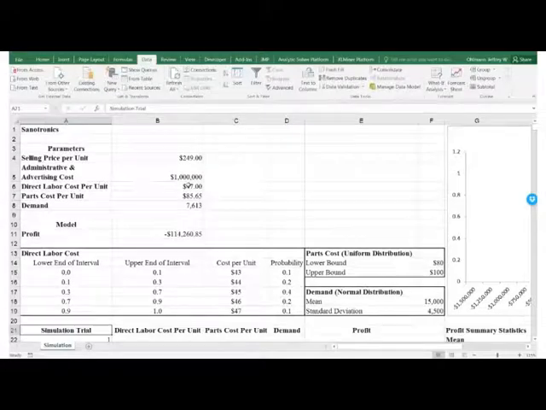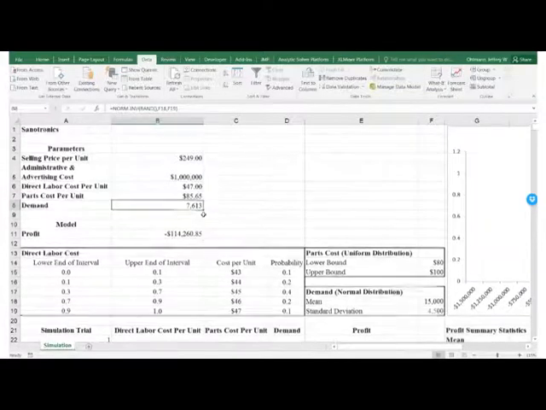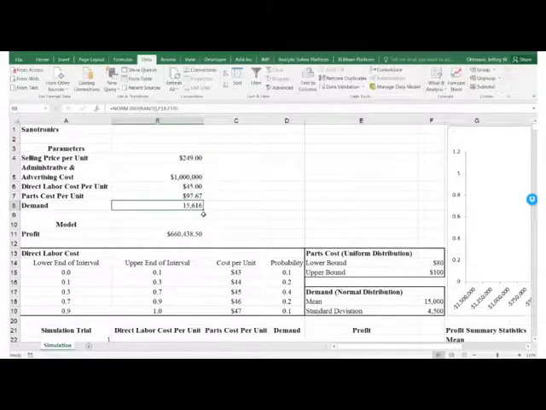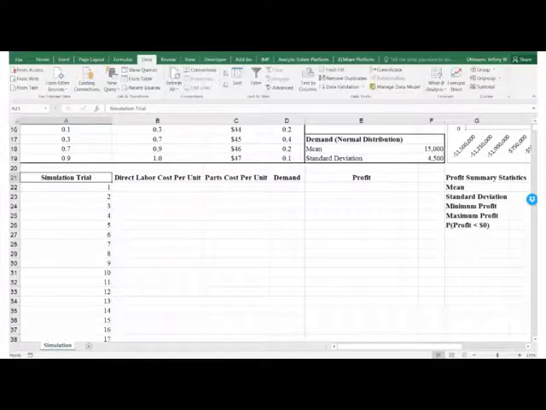Now that we have established how to generate the random variables for direct labor cost, parts cost per unit, and demand, we are ready to run a set of simulation trials and record the data from these trials. This is equivalent to tapping the F9 key repeatedly and recording the results. To do so, we set up a table of 1,000 simulation trials shown in the first column A here.